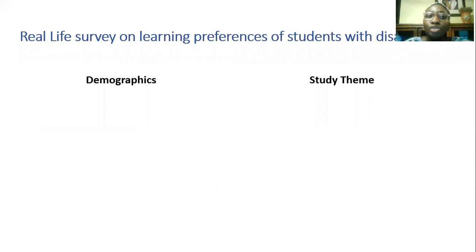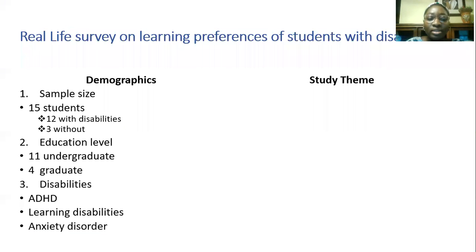Now I'm going to show you a real-life survey that I found in a scholarly paper that shows learning preferences of some students with disabilities. For the demographics, the sample size was 15 students, 12 with disabilities and 3 without. For the education level, 11 were undergraduate students and 4 were graduate students, and the disabilities of the students that had a disability were ADHD, learning disability, and anxiety disorder.